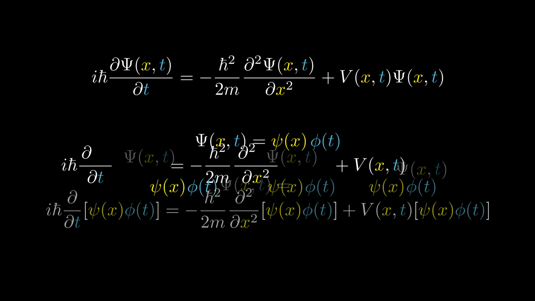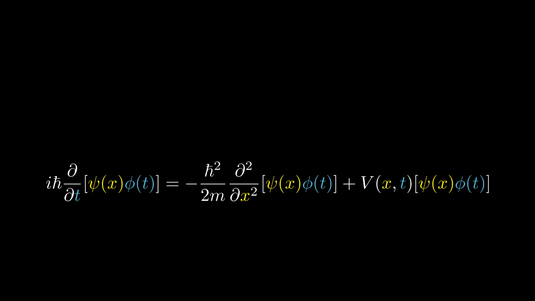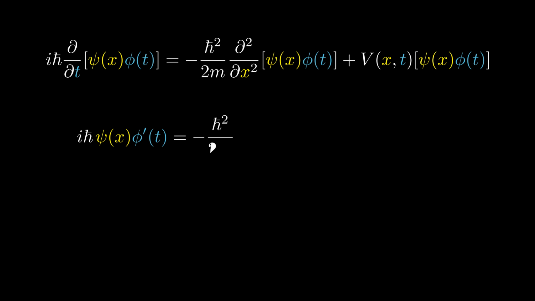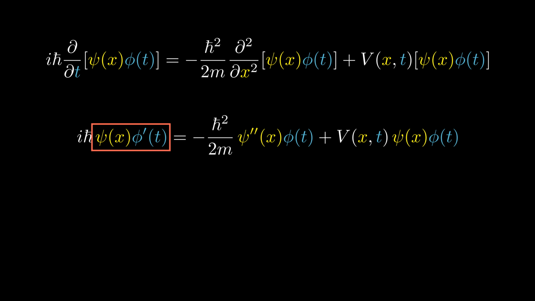Now we substitute this into the Schrödinger equation. Next, we evaluate the derivatives. First, the time derivative of the left side of the equation will give us psi of x times phi prime of t, while the spatial derivative will give us the second derivative of psi of x times phi of t.